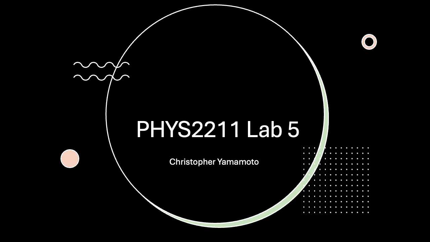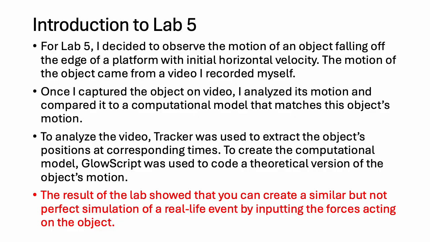My name is Christopher Yamamoto, and this is my Physics Lab 5 presentation. For Lab 5, I decided to observe the motion of an object falling off the edge of a platform with an initial negative horizontal velocity. The motion of the object came from a video I recorded myself.